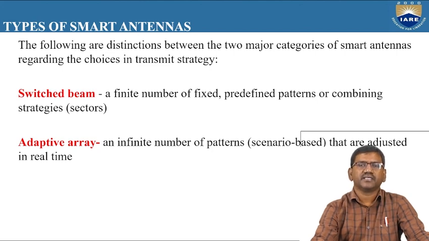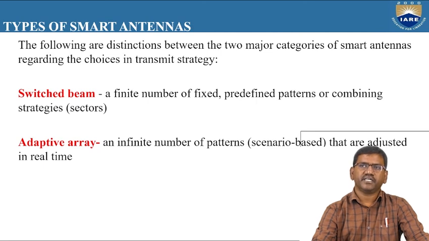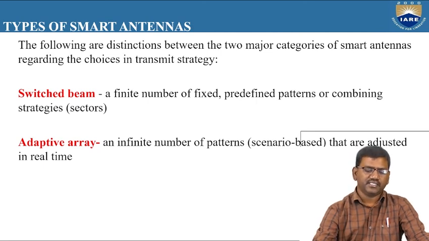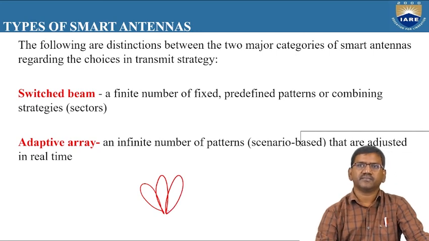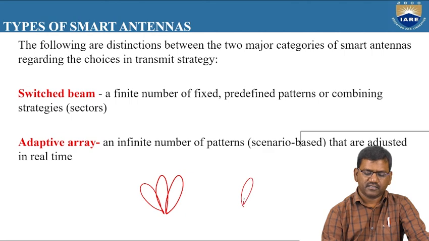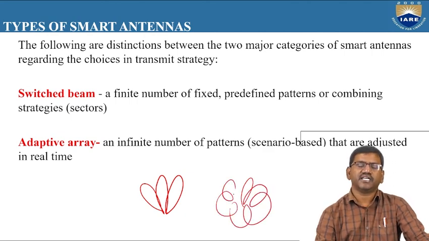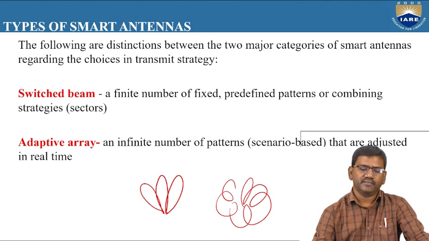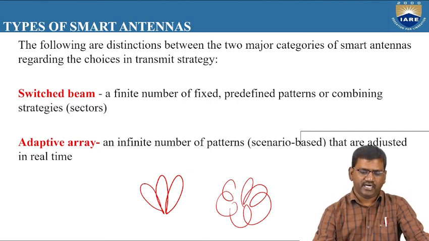One is switched beam, the other one is adaptive array. The switched beam has a finite number of fixed predefined patterns or combining strategies. That means these are known as fixed beams. An adaptive array has an infinite number of patterns. There may be any number of patterns. Depending upon the requirement, it will generate a radiation beam in the intended direction. That is the main application of adaptive array.